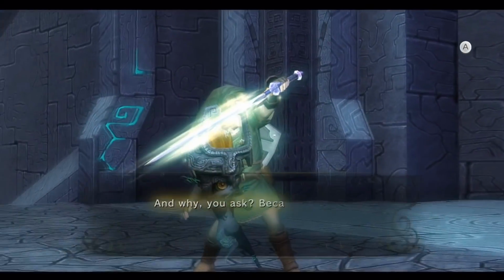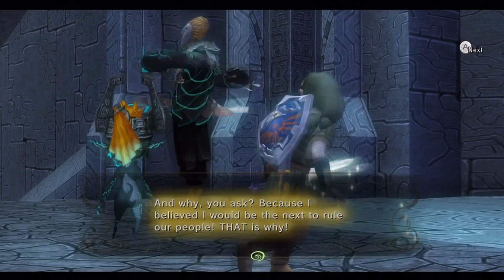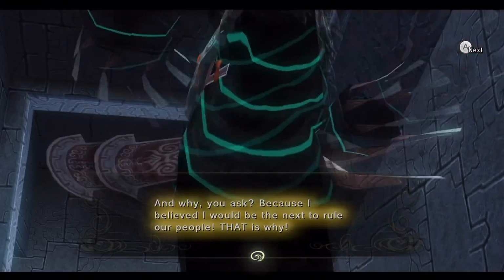This is actually looking like a case of matter of perspective on who is actually the evil one. From my point of view, royal family are evil.